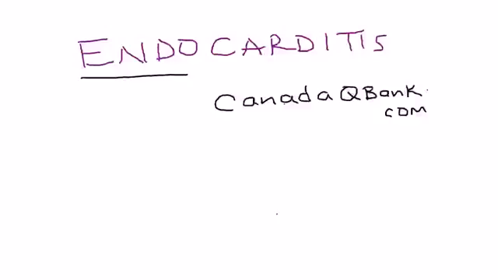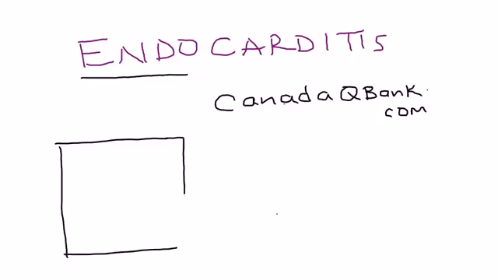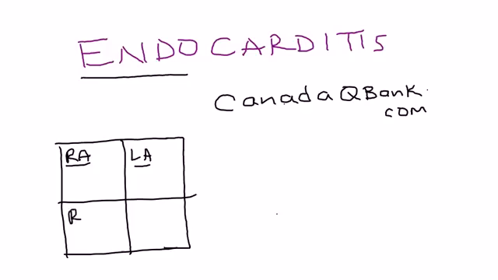In this video we're going to talk about endocarditis. Endocarditis is basically a bacterial infection of usually a heart valve. So if we were to draw a very basic diagram of the heart chambers, left atrium, right atrium, right ventricle, left ventricle, the heart valves are of course in these areas that I'm drawing.